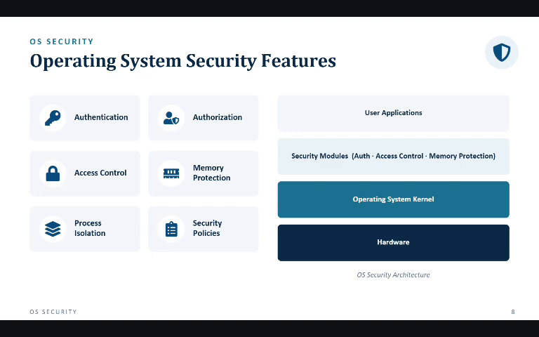all of this behavior. On the right, you can see how this fits together architecturally. User applications sit on top, security modules enforce the rules, the kernel manages everything, and hardware sits at the base. Notice that security isn't one layer, it's embedded throughout the stack.